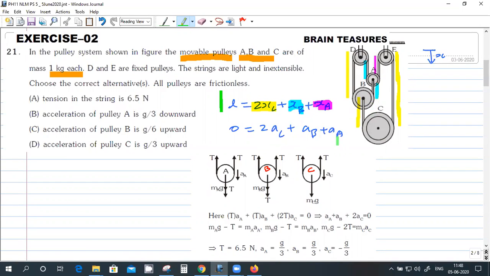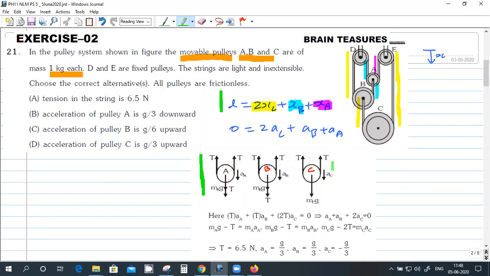Okay, so from this you get a relation. And then this is the free body diagram. Okay. I'm assuming everything is moving down. So the acceleration is downward for everything. So one of them will turn out to be negative. Okay. And these tensions are clear, no? There is only one string. The tension is T throughout.